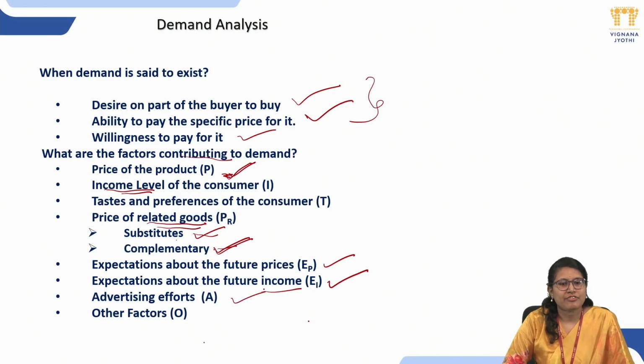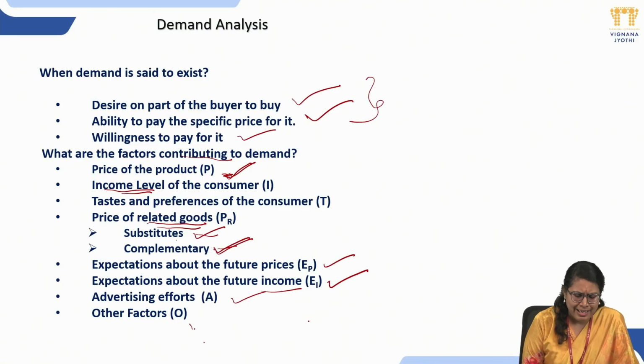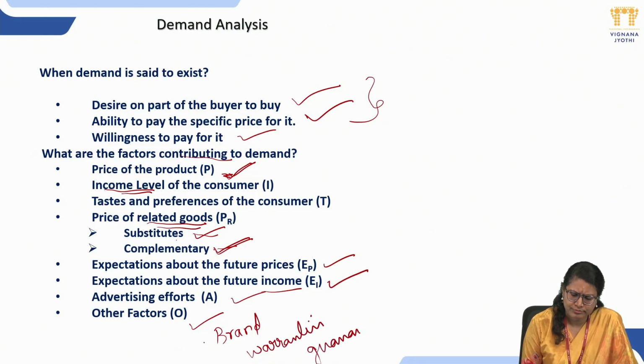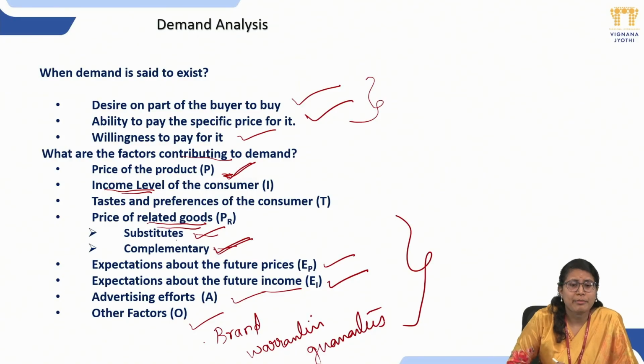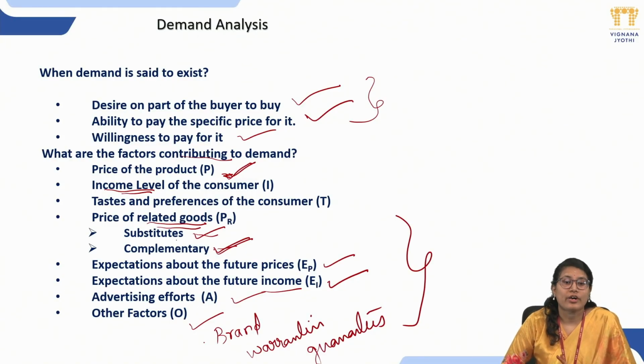And advertising, definitely sometimes advertising plays an important role. Some creative advertisements make you think, make you purchase. Sometimes we see frequent advertisements, within 5 minutes you will see 3 or 4 times. Automatically it will sit in your mind and make you purchase the product. So advertisement efforts are also important for any product in order to increase their demand. And some other things like brand, warranties, guarantees. So all these are the factors which make you purchase a good or a service.